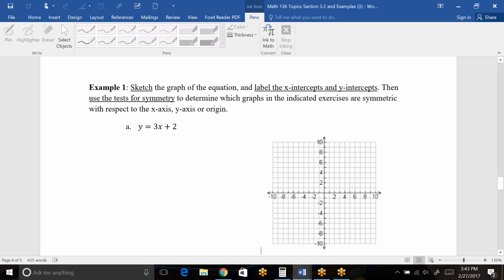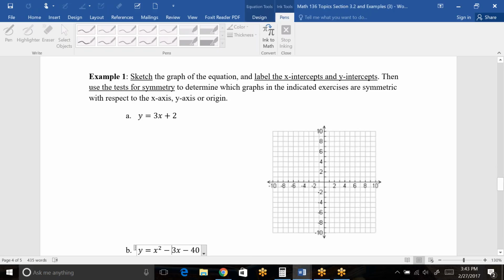It says sketch the graph of the equation and label the x-intercepts, the y-intercepts, then use the test for symmetry to determine if it has x-axis, y-axis, or origin. And remember, there's also the case that it could have more than one of those or none. So we have to think of that as well.